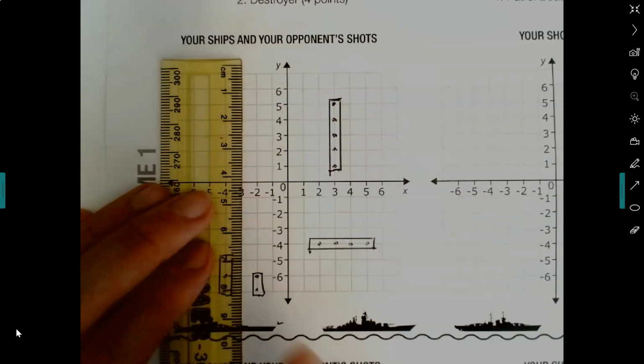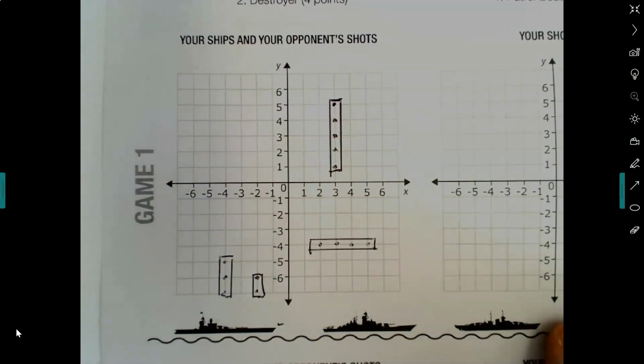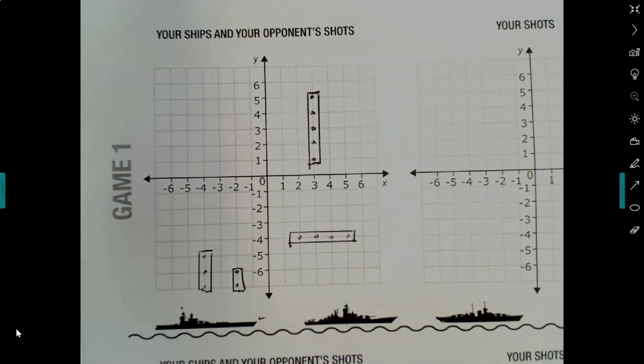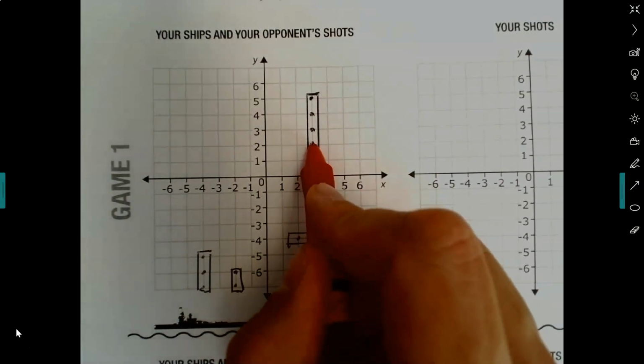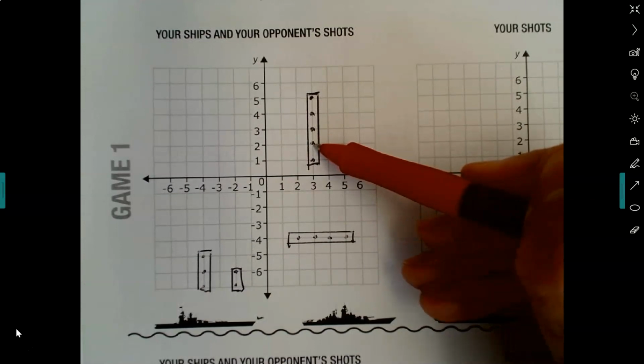Alright, so once you and your opponent have both set out your ships, then you need to take turns at trying to hit each other's ships. So I might be playing Brendan, and he might take a guess. Now he has to take a guess by saying the coordinates. So Brendan, say this coordinate here. What is that one? 3, 2. Yep, right.